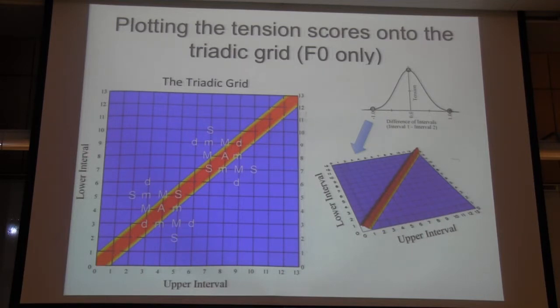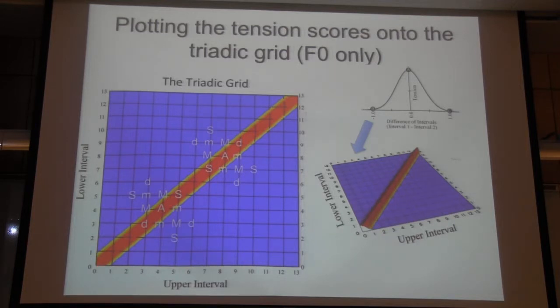So first of all, again, back to the triadic grid. If you plot this on the grid, you see this diagonal. This is where there's maximal tension, and the blue areas is where there's not much tension. But you'll see there are various suspended, diminished chords that are off of the diagonal.